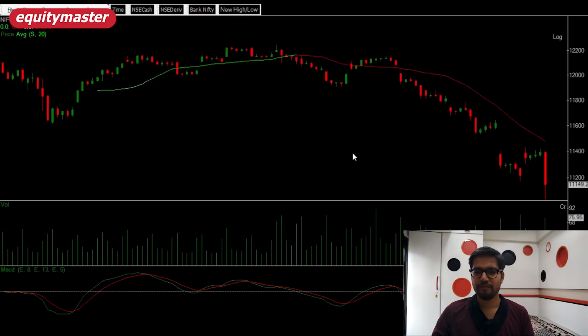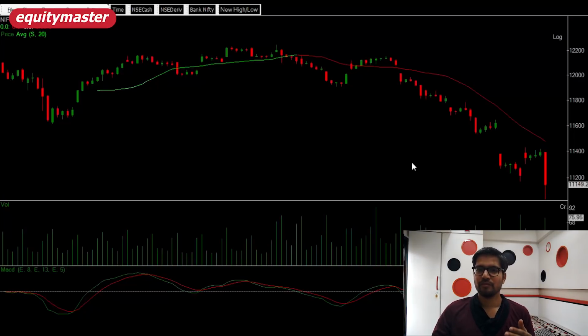Now here I have plotted a simple 20-day moving average, which helps me determine the trend. And I have also used moving average convergence divergence. Now this is simply an indicator which plots the difference between two moving averages.